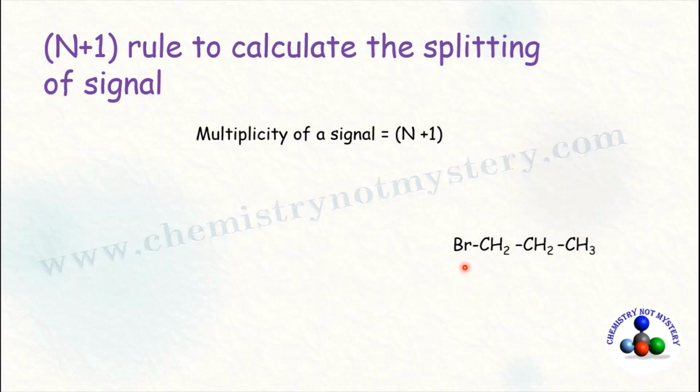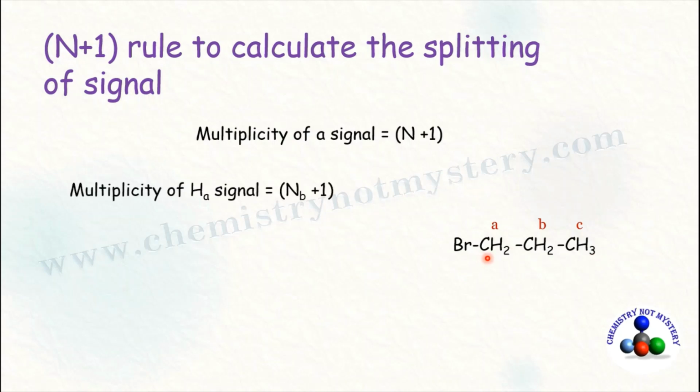Now come to another example. First of all, identify the sets of chemically equivalent protons. Here there are 3 sets of chemically equivalent protons. Let's calculate the multiplicity of proton A. Here there are 2 chemically equivalent protons present on the neighboring carbon. So here you have to place the value 2 plus 1 is equal to 3. Means proton A will give a triplet in the NMR spectrum.